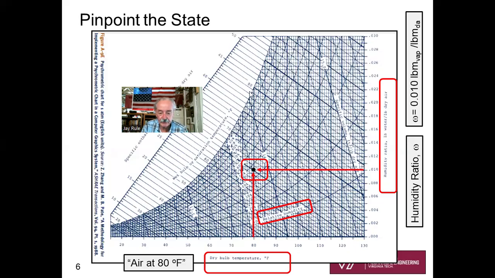So we know we're on this 80 line somewhere. The y-axis is the humidity ratio, which for this problem is given as 0.01. So we go find it. Our state is going to be along this horizontal line. The intersection of those two lines, vertical and horizontal, is that black dot. Just put a black dot there. So we have pinpointed the state of our mixture on the psychrometric chart.